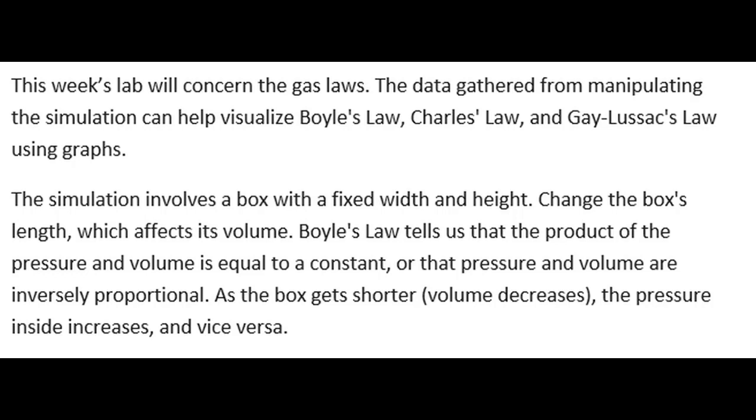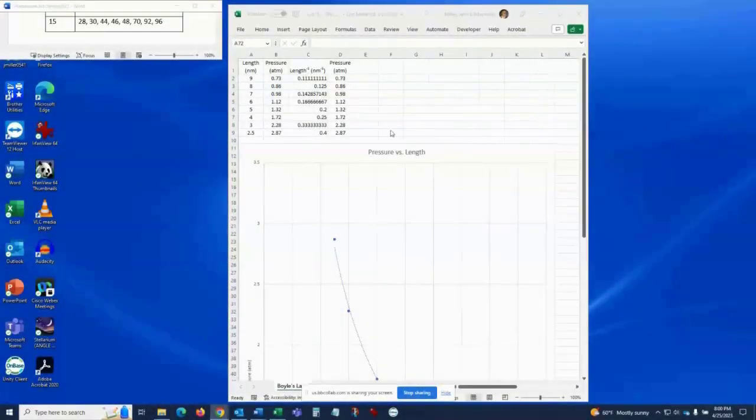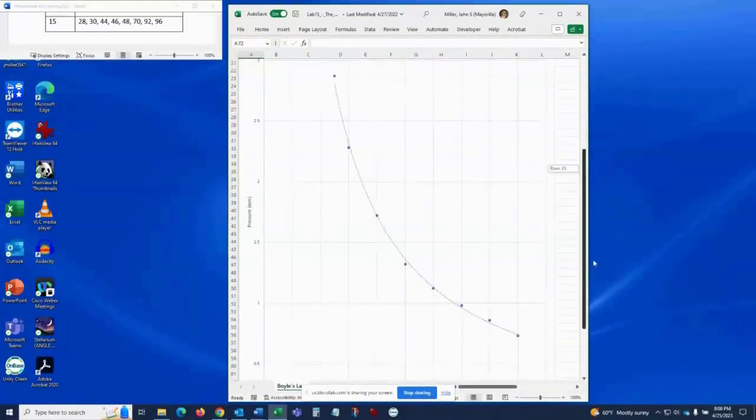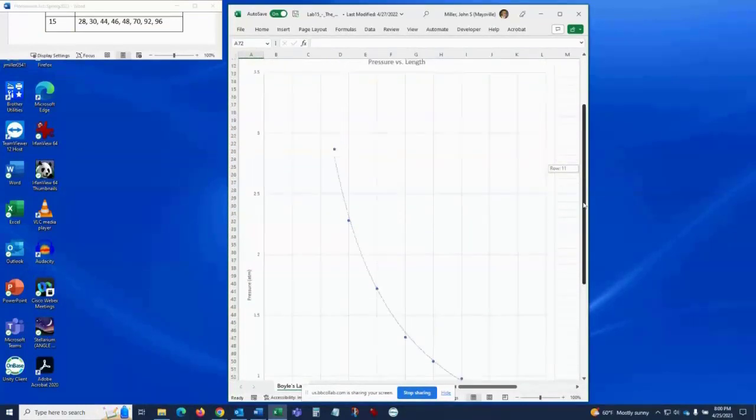Boyle's law tells us that the product of the pressure and the volume is equal to a constant, where the pressure and volume are inversely proportional. As the box gets shorter, and thus the volume decreases, the pressure inside increases and vice versa. Once you have gathered your data, plot pressure on the y-axis and volume, represented by length, on the x-axis.